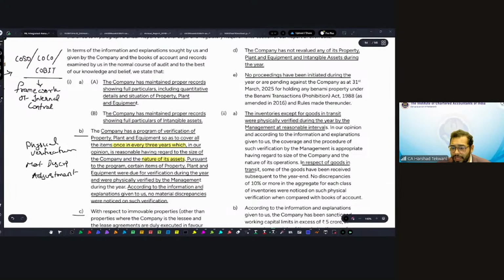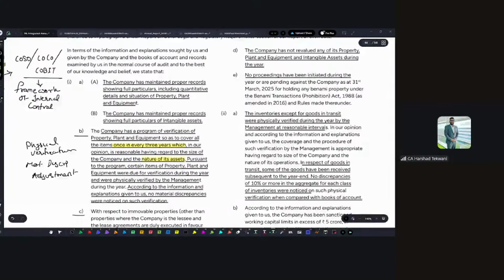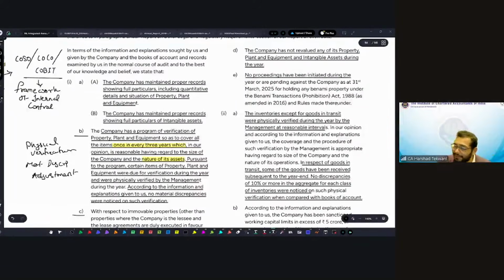In respect of goods in transit, some goods have been received subsequent to the year end. No discrepancies of 10% or more were noticed compared to the books of account. So there were goods in transit which could not be verified physically, so they have specified that. But apart from that, they have specified that they were subsequently received and there is no discrepancy.